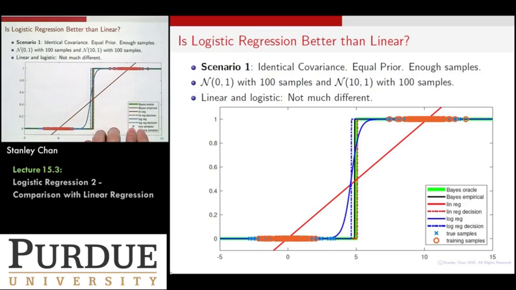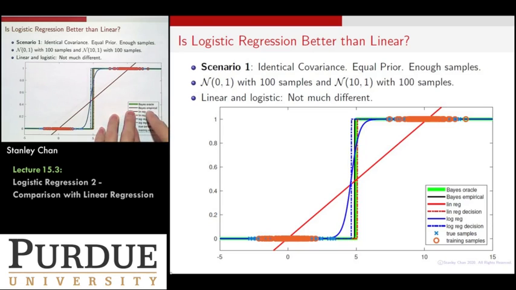You have the blue crosses, which are the true samples. And then the circles are the training samples. Of course, the training set is a smaller set of the true samples. And then the green line is the Bayesian oracle, because I know my distribution, so I use my Bayesian equations. I know the center, I know the covariance, so I can calculate the Bayesian oracle.